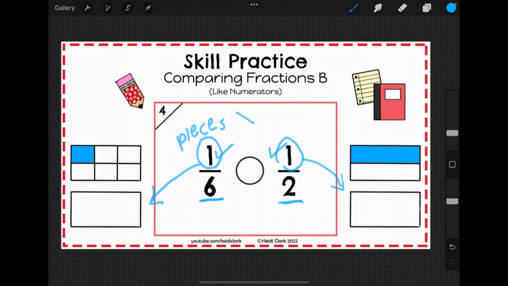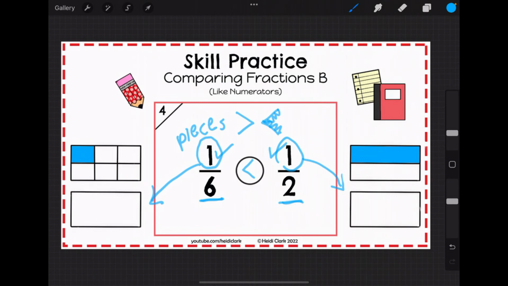So greater than, less than. We're going to draw this symbol so that the mouth, it's like an alligator, is eating the bigger fraction, which means we draw it like this. And we say this as 1/6 is less than 1/2.